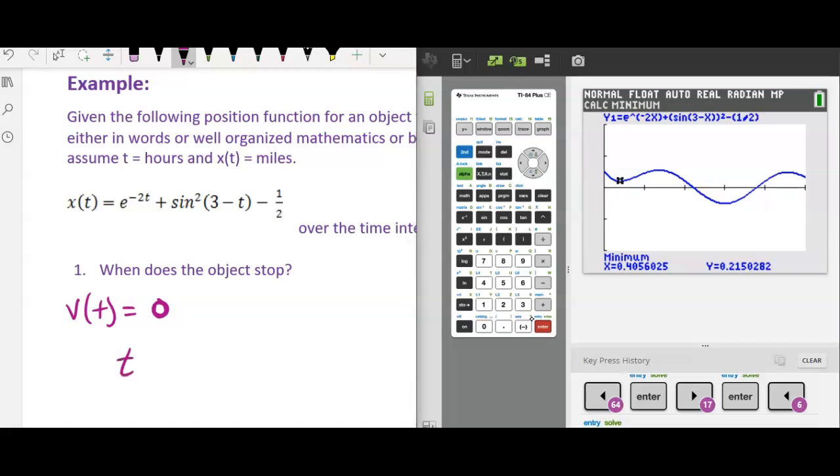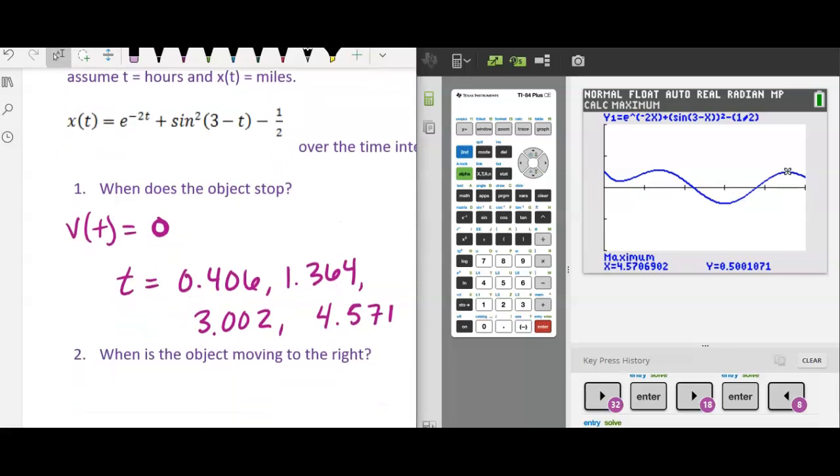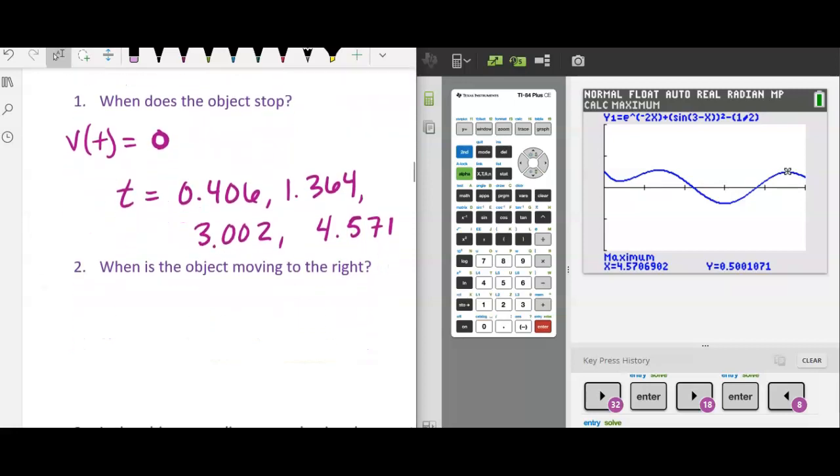So the first one is at t equals 0.406. I'm going to pause this and find the other three. Make sure this is what you got for your times when the object is stopped, round to 3 decimal places. When is the object moving to the right?